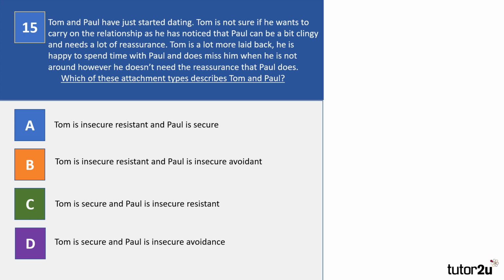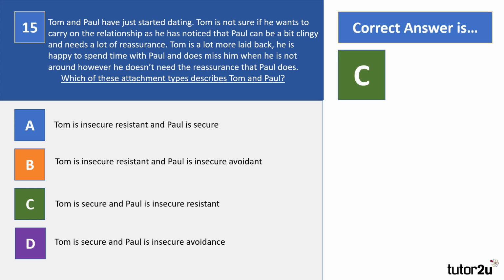So you've got A, Tom is insecure resistant and Paul is secure. B, Tom is insecure resistant and Paul is insecure avoidant. C, Tom is secure and Paul is insecure resistant. Or D, Tom is secure and Paul is insecure avoidant. Take a moment to think about your answer.